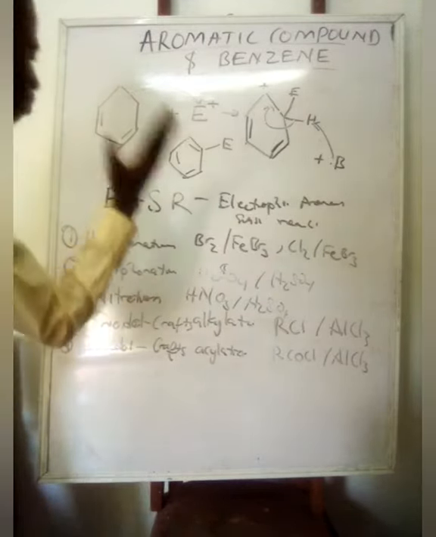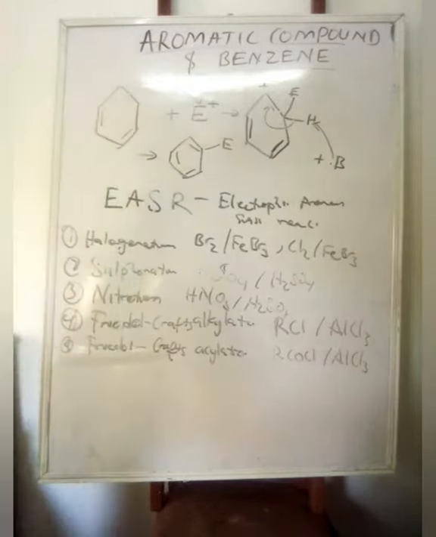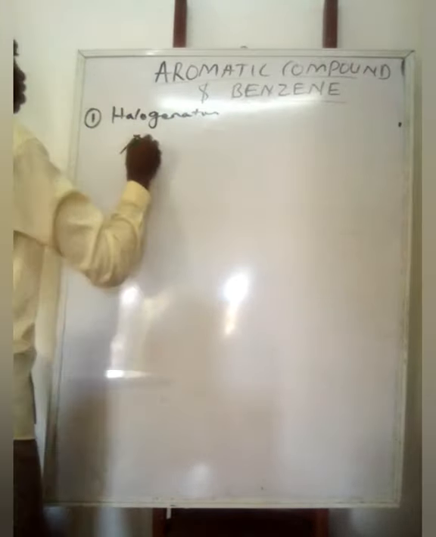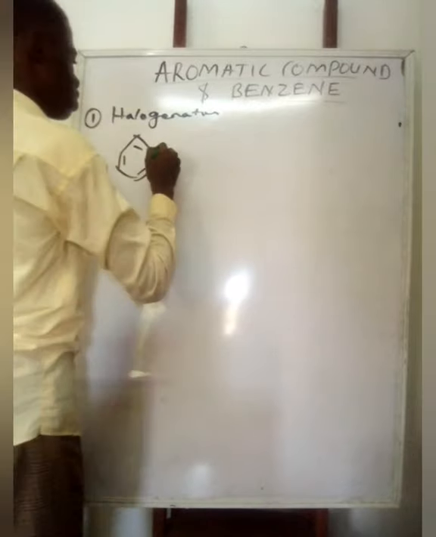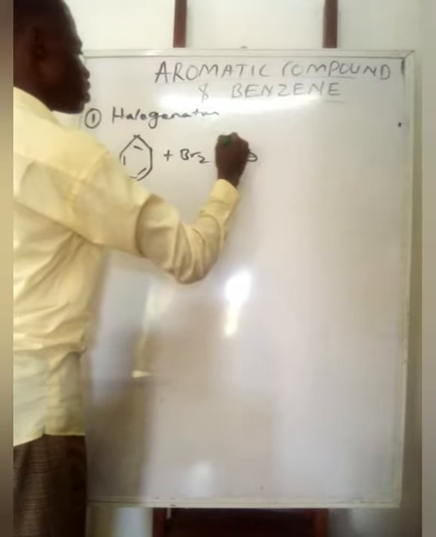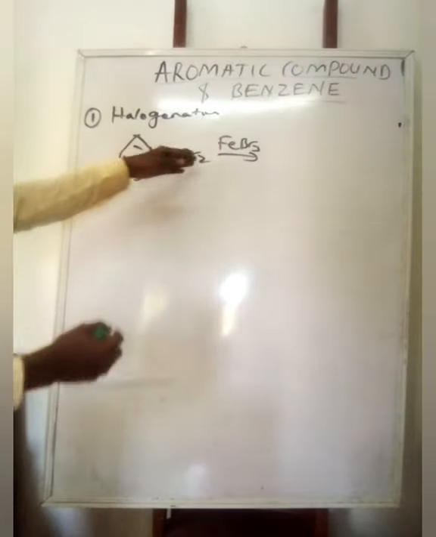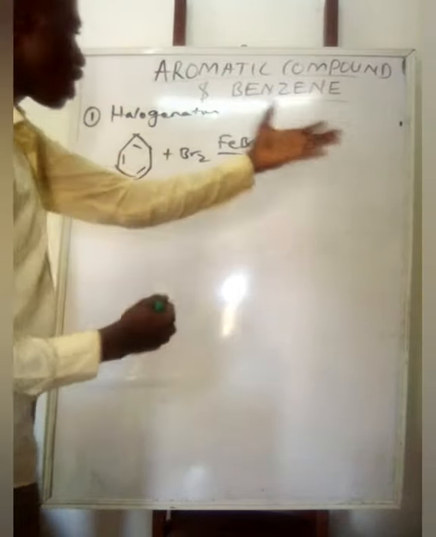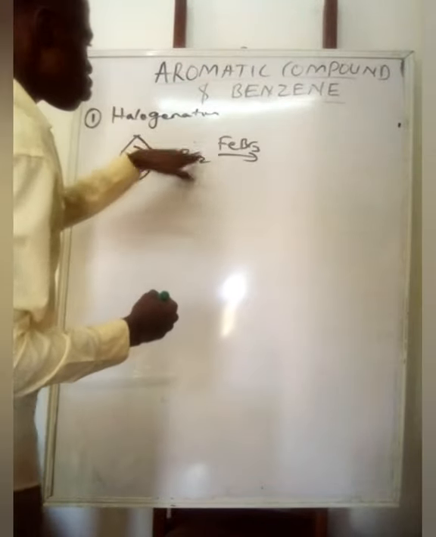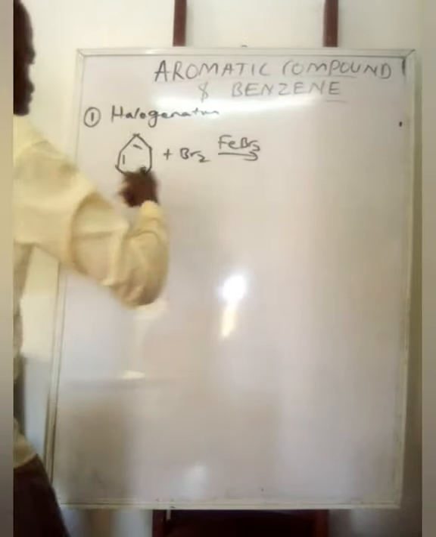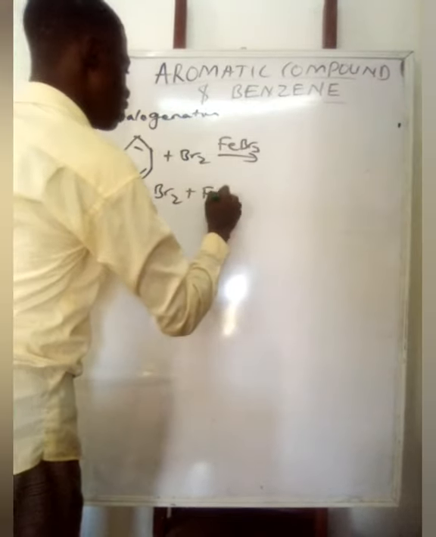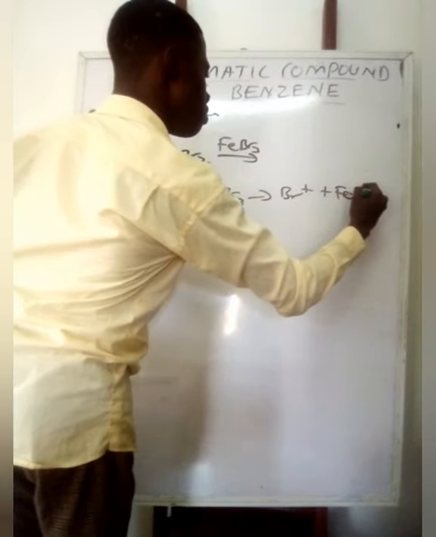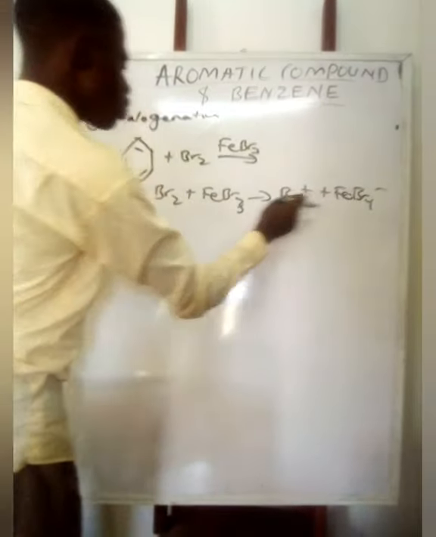Now let's take them one by one and discuss the mechanism. Let's start with halogenation. It starts with Br2 and the catalyst FeBr3. I told you that the benzene is going to attack an electrophile, then the nucleophile is going to remove the hydrogen. These two form a nucleophile and an electrophile. With Br2 and FeBr3, it's going to give us Br plus and FeBr4 minus. We have a nucleophile and an electrophile.